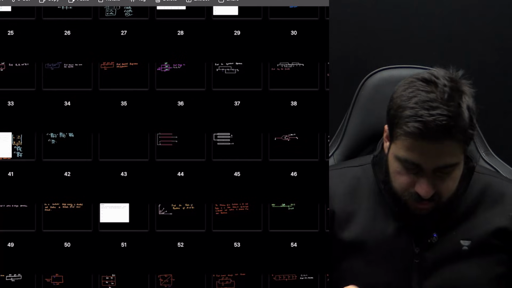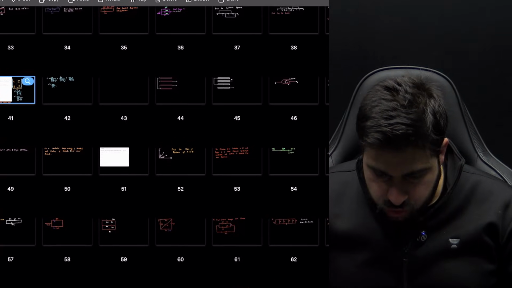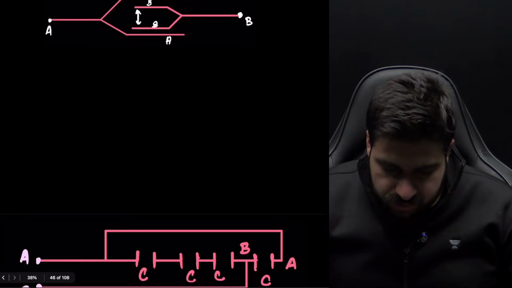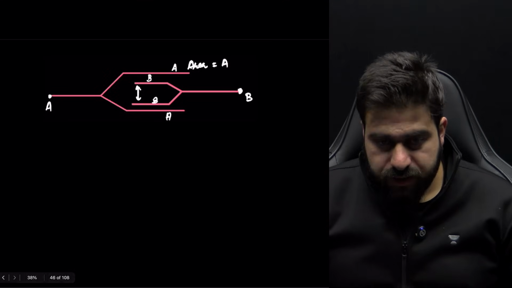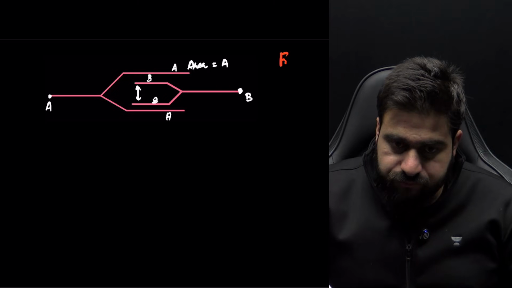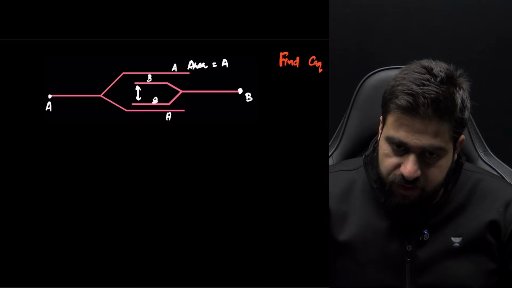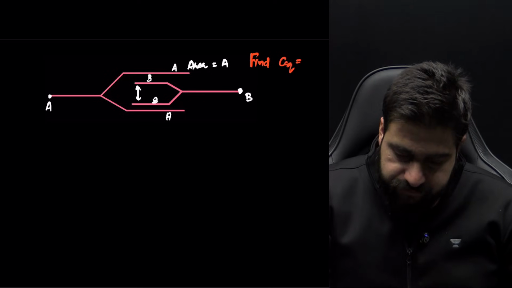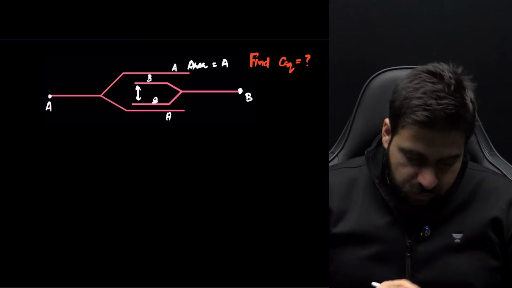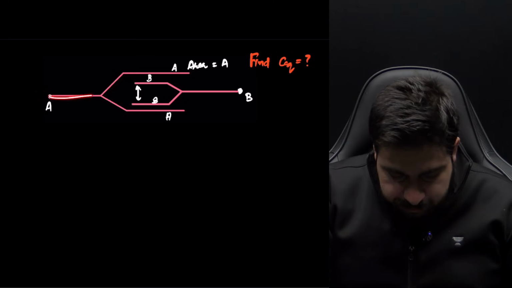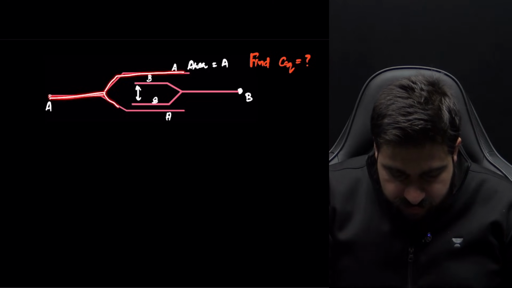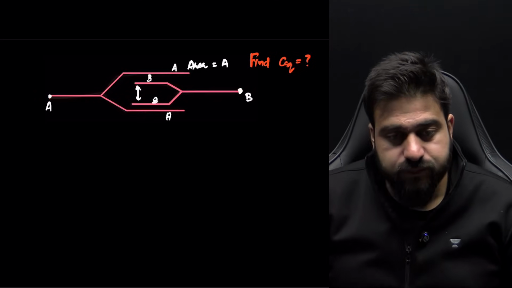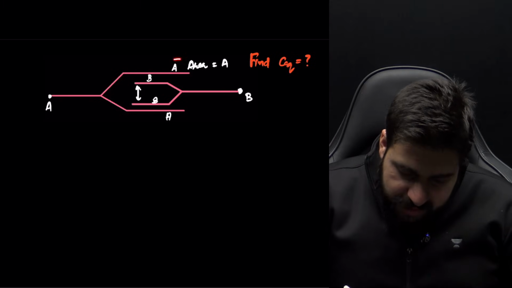Okay, let's move on to the next question. Okay, let's talk about this. You have to tell me, find C equivalent, means equivalent capacitance. Now guys, see, you can see clearly one plate is connected over here, another plate is connected over here. Now see, how many capacitors are formed?